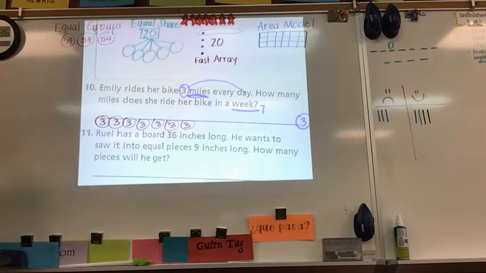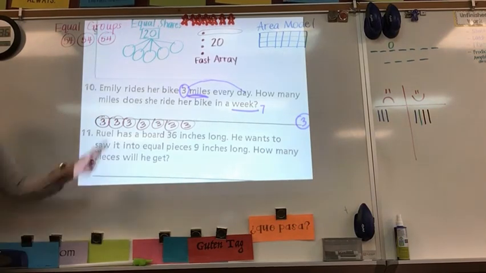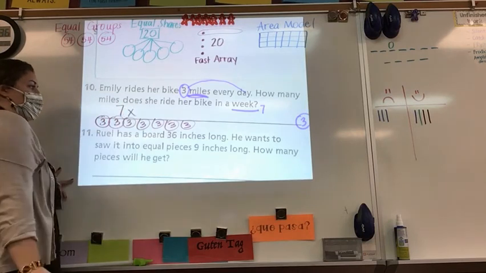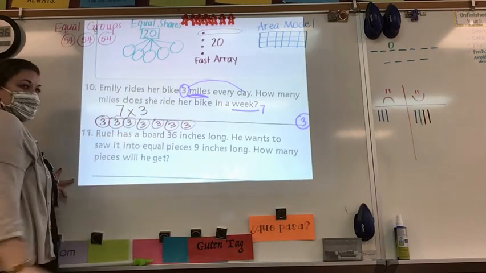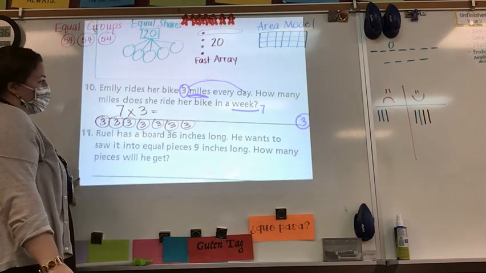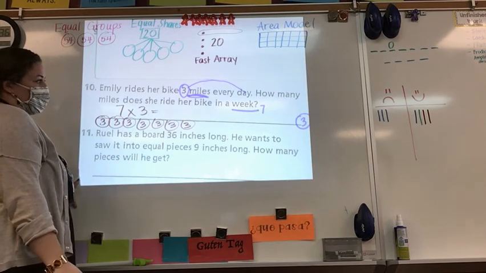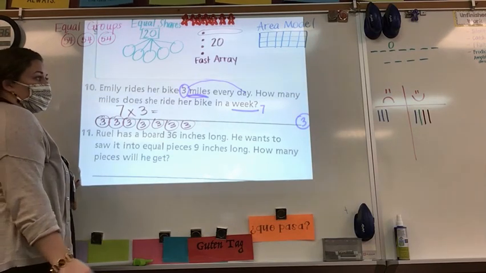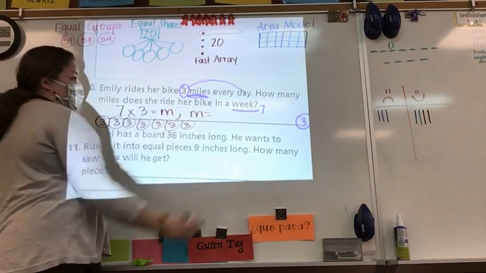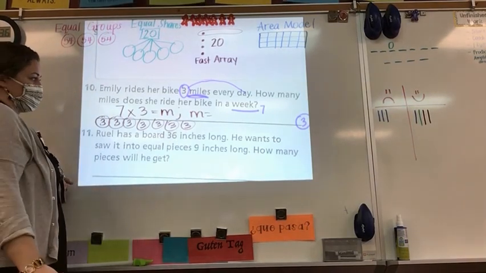So my equation can be someone I haven't heard from doing math. Hadley. What would my equation be for this picture? 7 times 3. And what would be a smart variable for this one? If they want to know how many miles did she ride? M. Bingo. Who can solve for me? Miss Brielle. 21 miles.